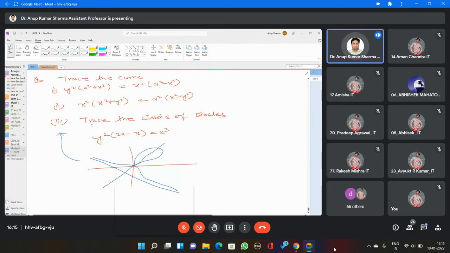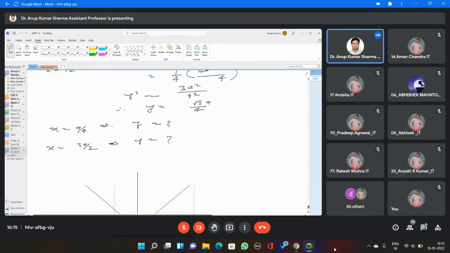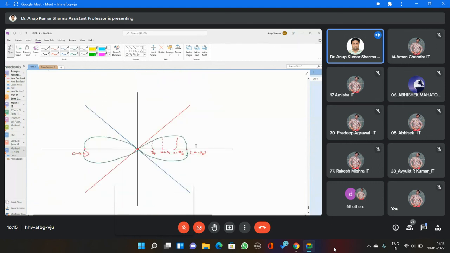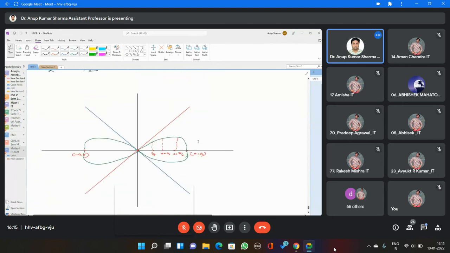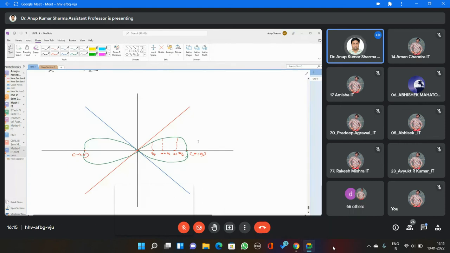Similarly, we can draw the curve. The other one, you can try. This is all an approximation process. Generally, we always ask one question from curve tracing. In the next lecture, we can do one asymptote scheme. After that, we start tracing in polar form.